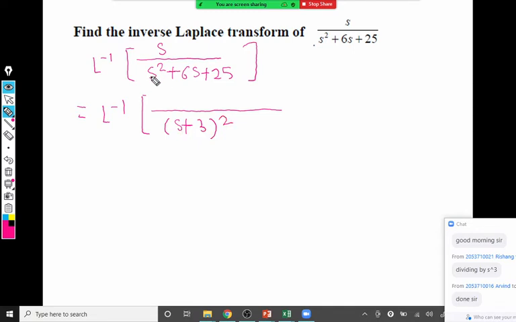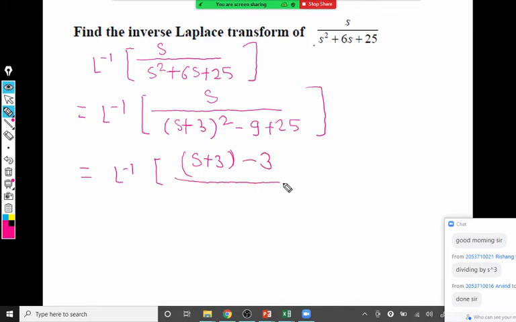Now what do we get? s square plus 6s plus 9 we are getting, but here it is plus 25. As we are getting plus 9 extra, I write minus 9 plus 25. First let me adjust these terms. And now let me write every s in the form of s plus 3 so that we can use the first shifting property. So this is s plus 3 minus 3 divided by s plus 3 bracket square, plus 16.